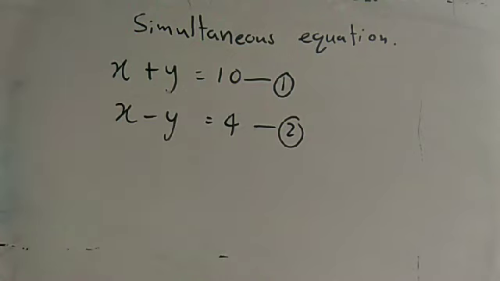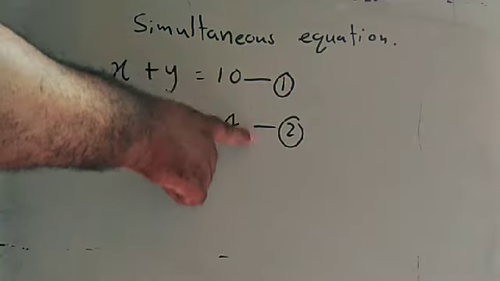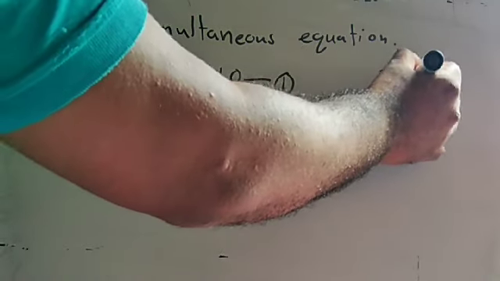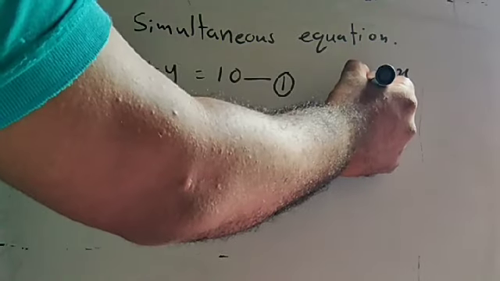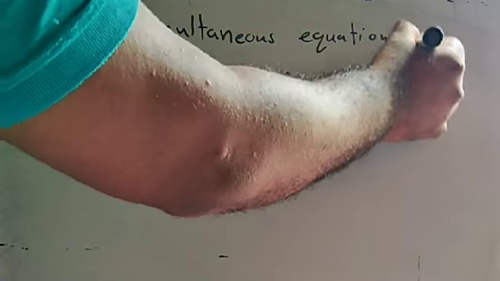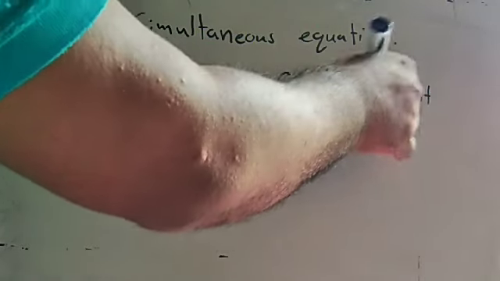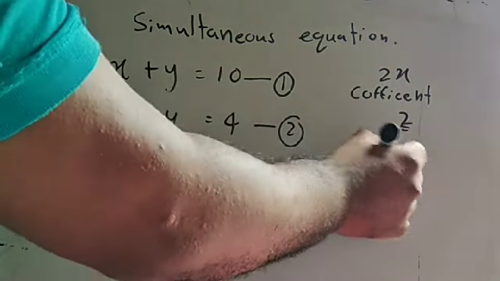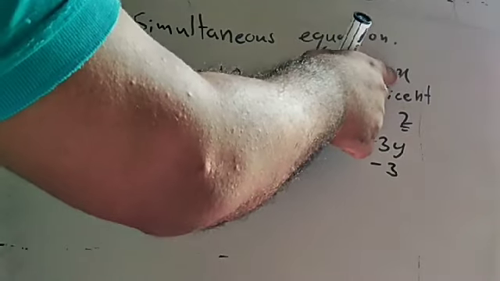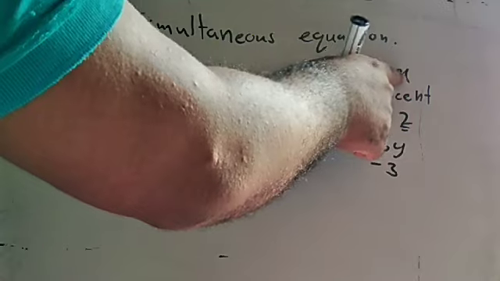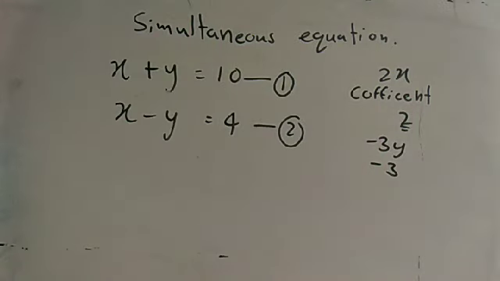Okay. In this lesson, here there are two linear equations. Here, when 2x is there, we should know the coefficient. The coefficient of x is 2. Then minus 3y. The coefficient of y is minus 3. You should know the coefficient. The coefficient is the number in front of the algebraic term.